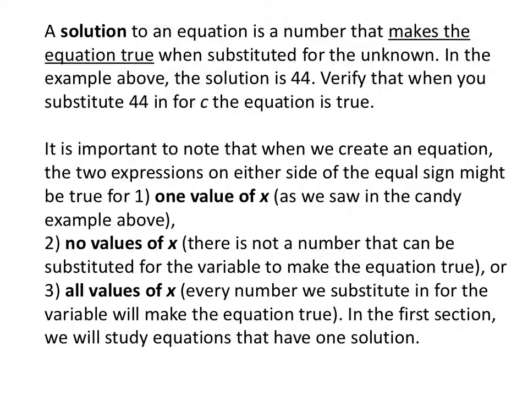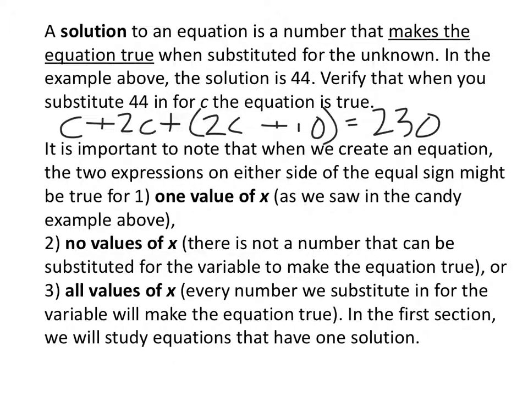A solution to an equation is a number that makes the equation true, which we already covered. So the solution we found on the last one was 44. It should make that equation true, right? So a good way to check is to replace all the C's with 44. Now when I write this in there, that's not 2 44, it's 2 times 44, so I should probably put in some parentheses there. And if I solve the left side of this equation, I should get 230.